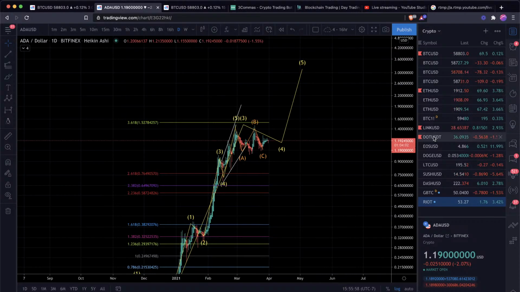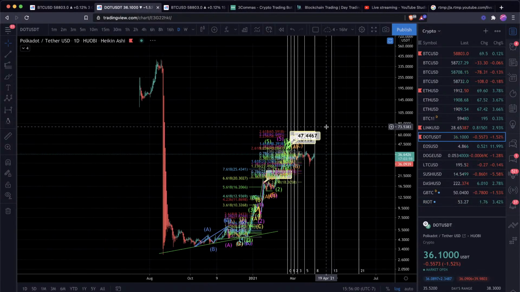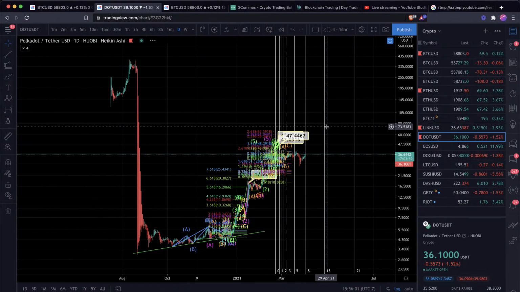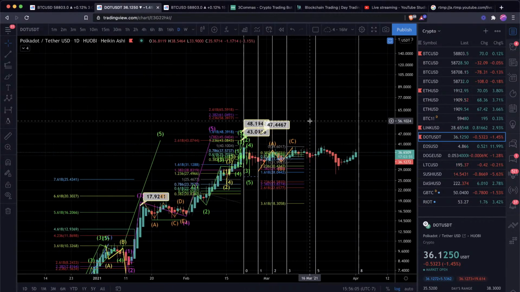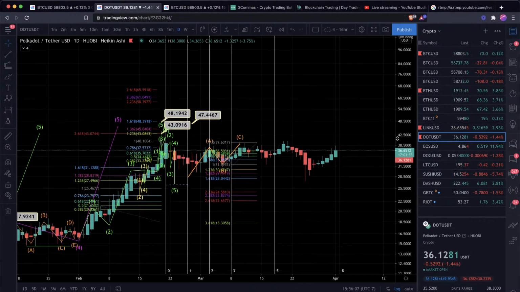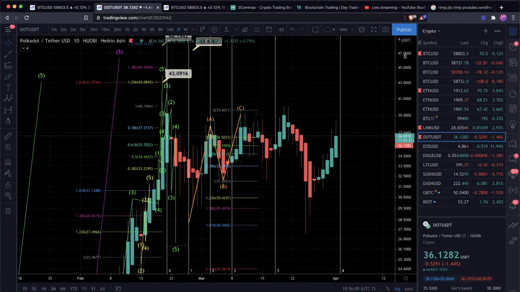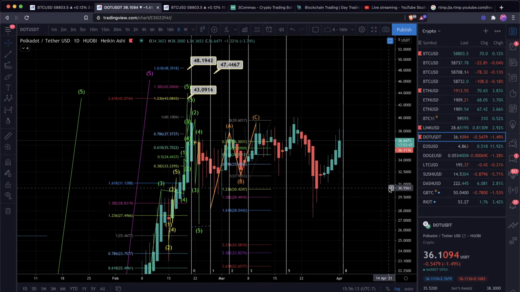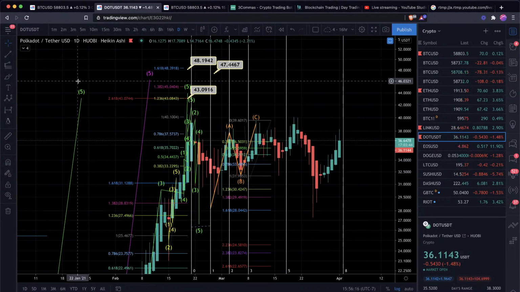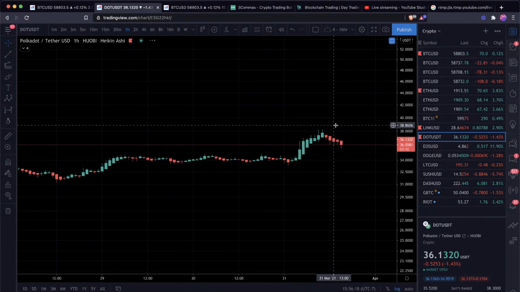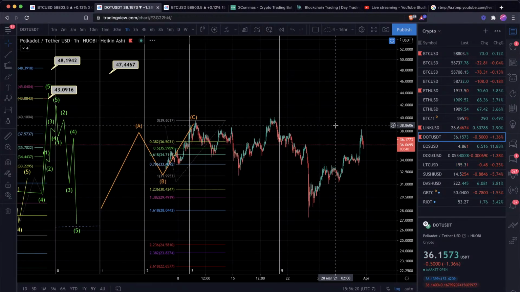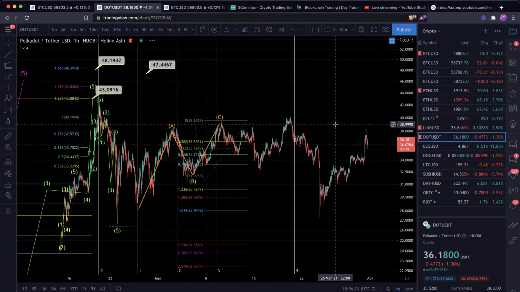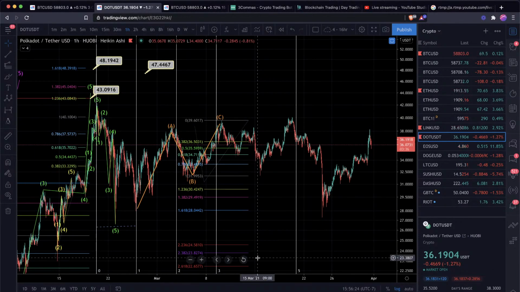I think I have DOT on here, so I'm going to go with DOT real quick and get this out of the daily. DOT has just been a pain in my ass, to be honest with you, because of this whole mess right here. So let's get out of the daily. But yeah, this whole thing has just been super, super corrective.